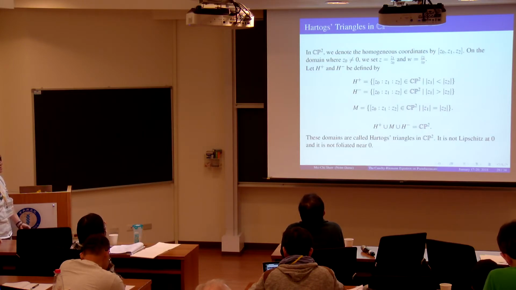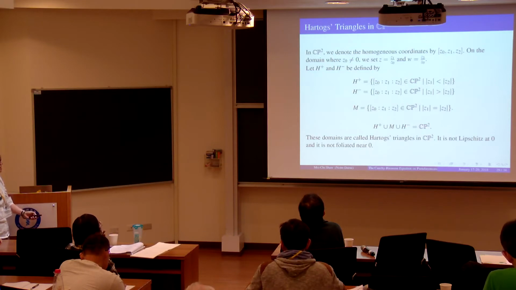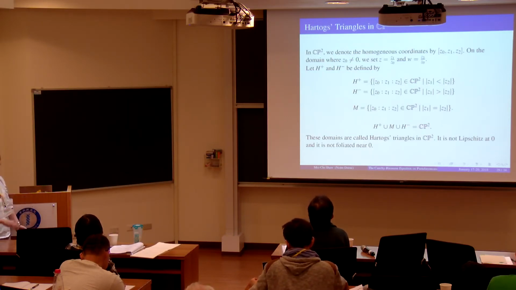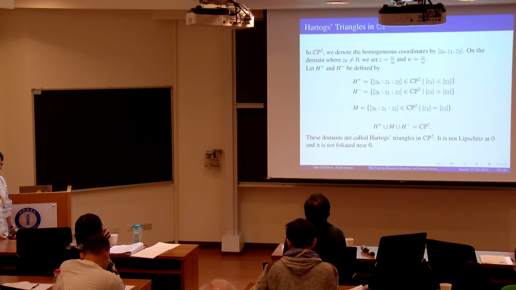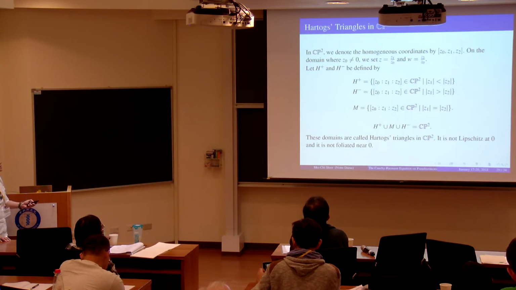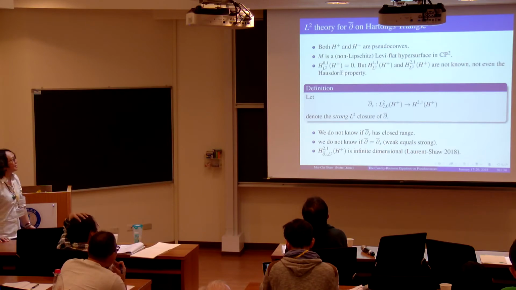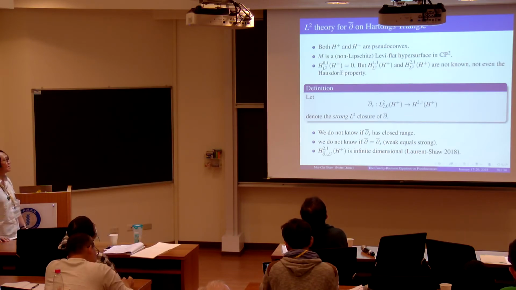However, the domain, like the Hartogs triangle, has a singularity at 0. And it's not foliated by complex manifolds. All the foliation will collapse at the 0. So it's not what we usually call foliation. When we say foliation, each point should live only on one leaf. So it's a singular example. So these domains H plus and H minus are pseudo-convex, and they are Stein.